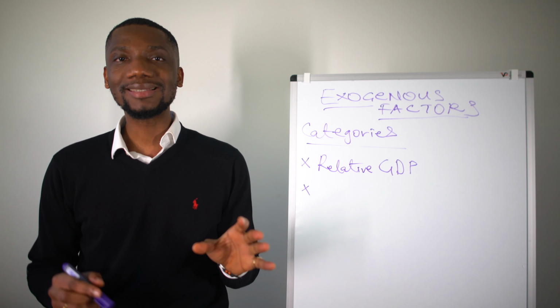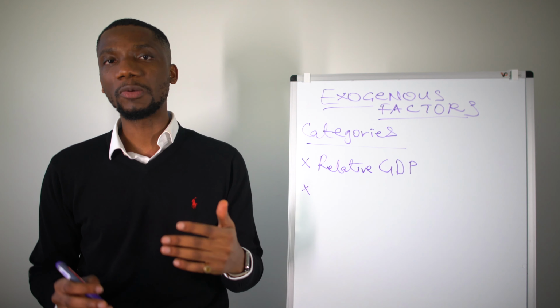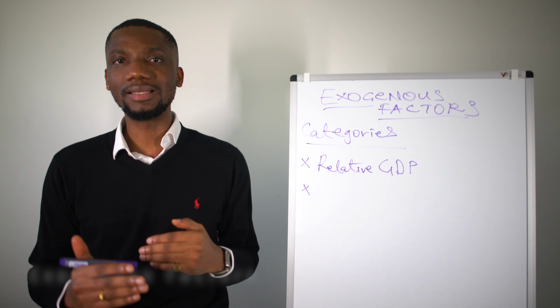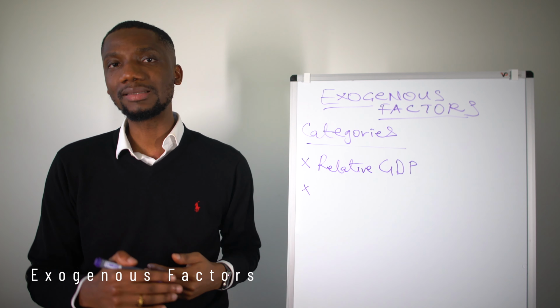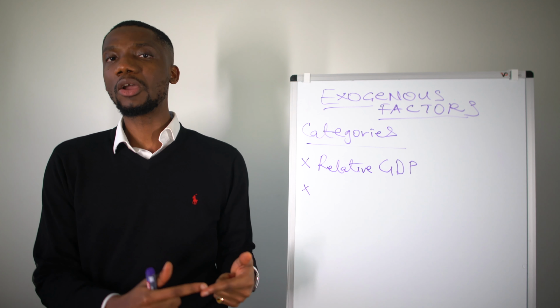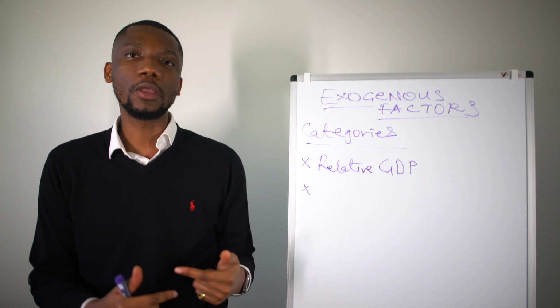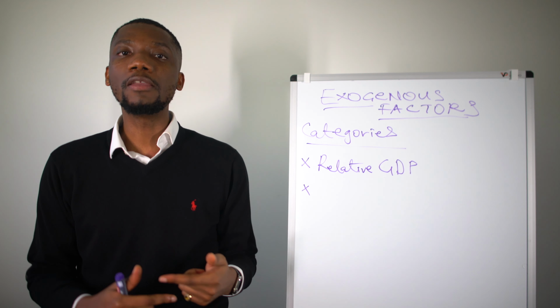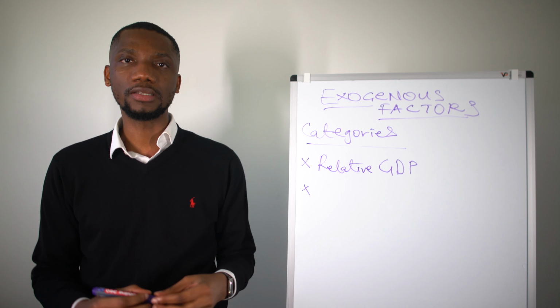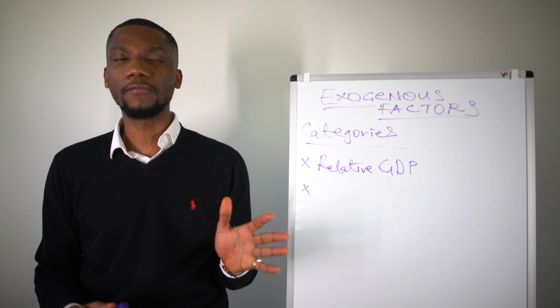Now let's talk about exogenous factors. These are external factors that affect the economy. Remember when we talked about the endogenous factors, those are the internal factors. Now with exogenous, you are dealing with externalities, things that are not entirely within the control of the economy. Affecting the economy can also lead to an effect on the country's currency, or even the entire stock market of the country. Now we have four major categories of exogenous factors that actually affect the economy.